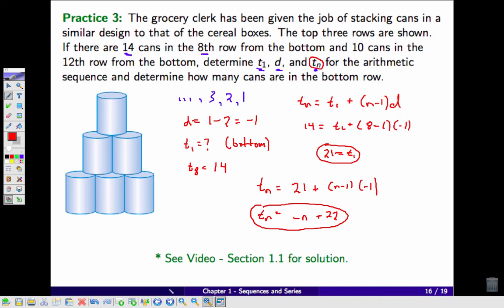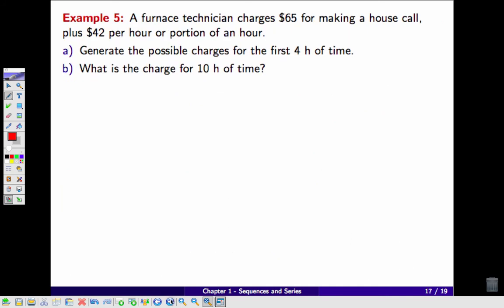So there's that example. So you can be given the last couple of terms. If you're given the last couple of terms of an arithmetic sequence, you can actually still find Tn as long as you have D, and as long as you had this bit of information here.